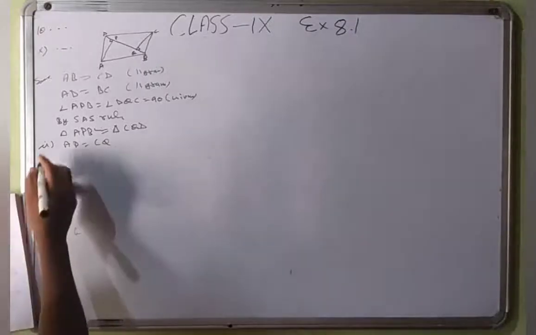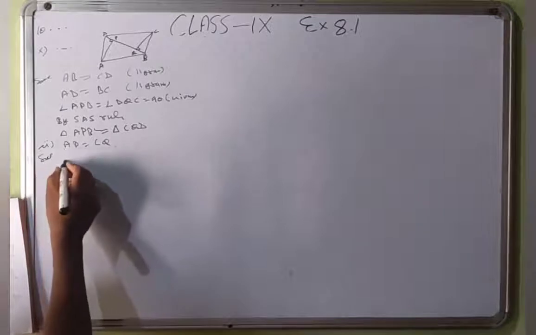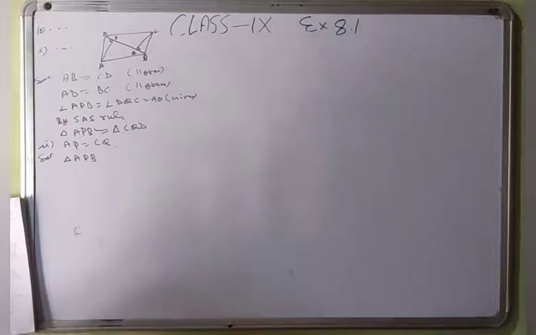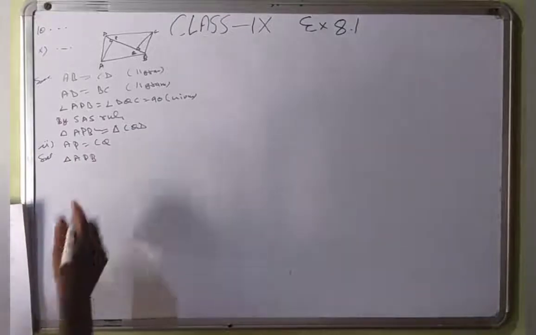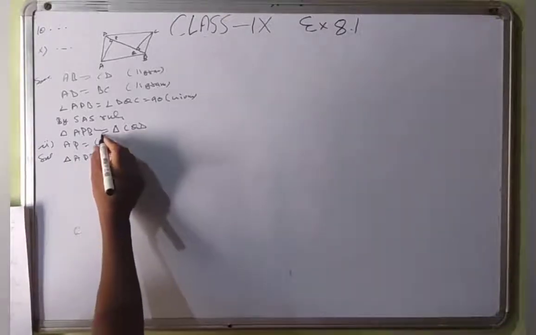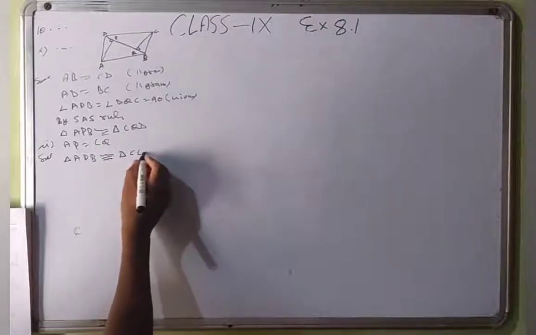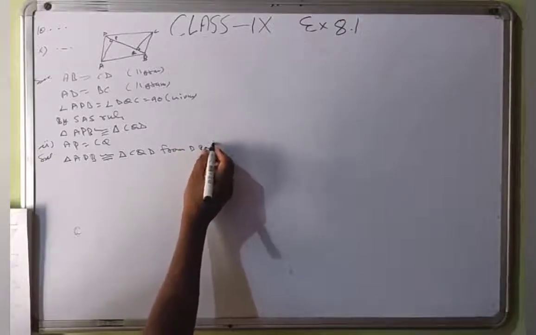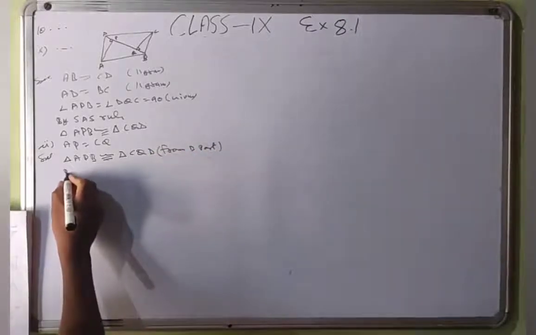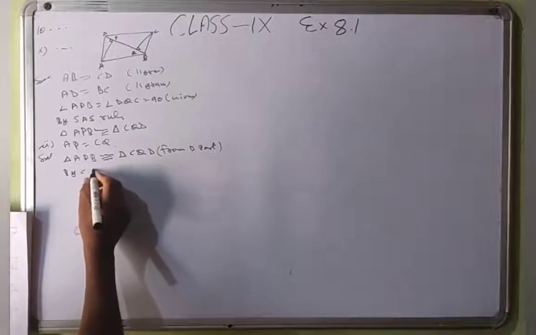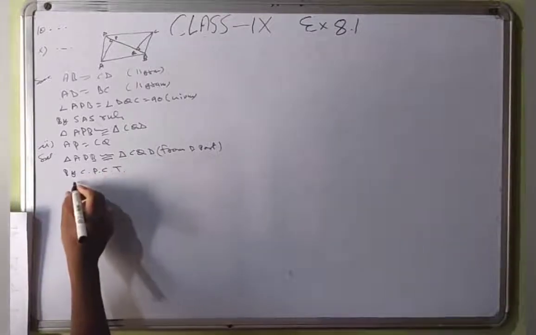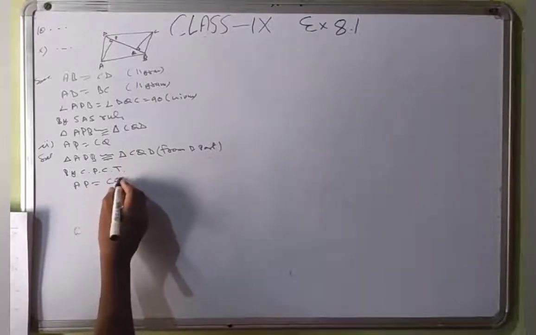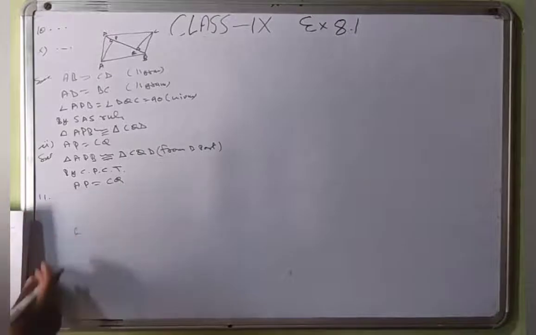This is very easy. Triangle APB is congruent to triangle CQD from the first part, so by CPCT, AP is equal to CQ. And then question number 11.